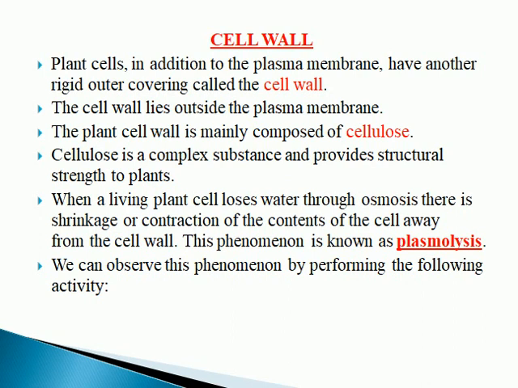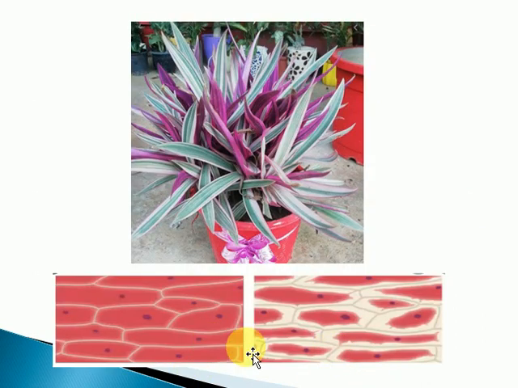So let me revise what exactly plasmolysis is. It is a shrinkage of the contents of the cell from the cell wall. With the help of this diagram you can understand this. If the cells are kept in a hypertonic solution, then the contents of the cell will shrink from the cell wall, and they would appear something like this. So this process is called plasmolysis.